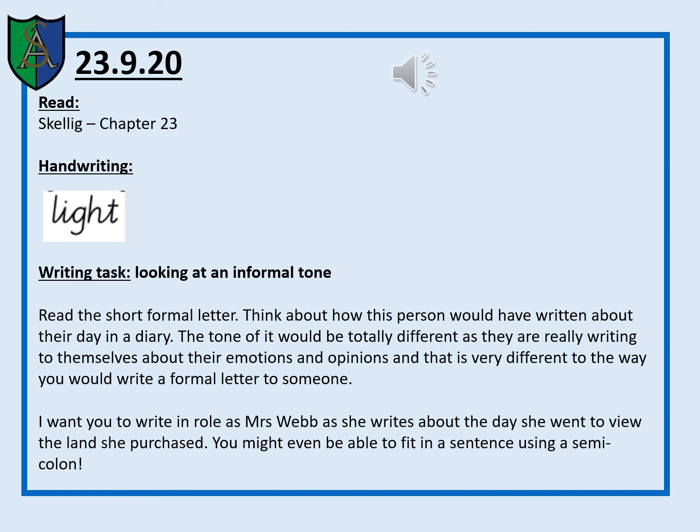They would really show their disappointment at their day obviously not turning out how they planned, and the tone of it would be completely different, as obviously they're only writing to themselves about their own opinions and emotions, and you can elaborate on those. You know, put yourself in that person's shoes and think how you would feel if it had happened to you. So I want you to write in role as Mrs. Webb. She's the person who wrote the letter, as she writes about the day that she went to view the land that she purchased, how excited she would have been when she started off the day, because clearly she would like to own a piece of this land, and then how that day would have turned to disappointment for her, maybe a bit of sadness as well.